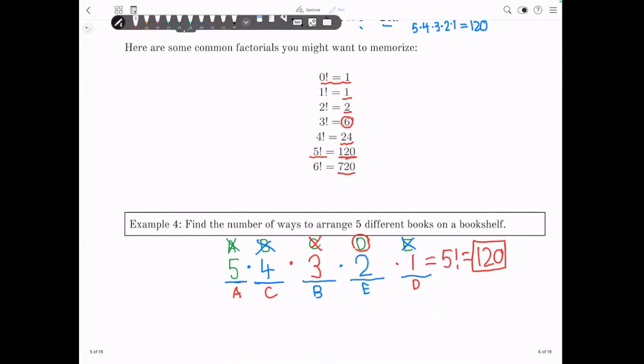Okay, so do you all understand how you got 120 from this? Could you look at the number of book choices for each of the 5 spots?